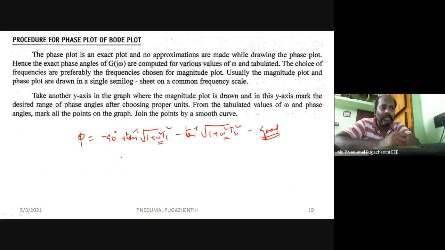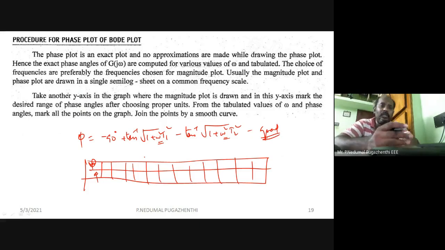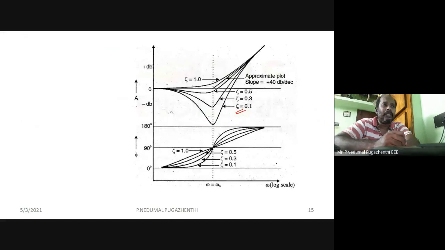So if you vary different omega, you have to form a table. The table will have your phi value for different values of omega. So you put omega and phi. For different omega values, you will have to find the phi value in degrees. Then you plot it in the same semilog graph sheet where you have plotted your magnitude plot. You will be able to get both your phase angle plot and the magnitude plot. As you have seen in the previous diagrams, let us say you may have a plot like this.